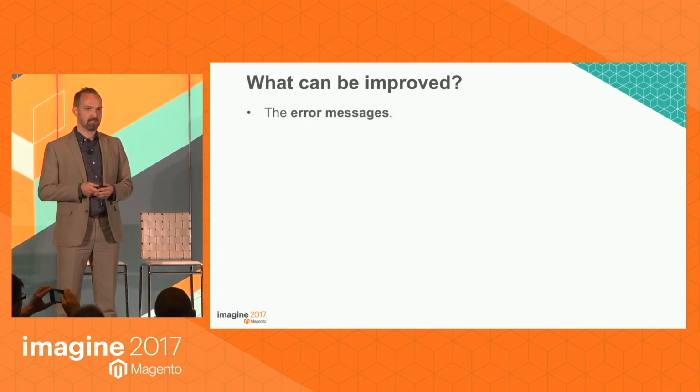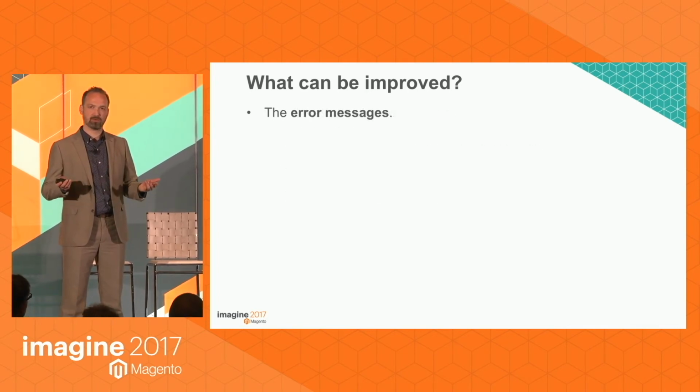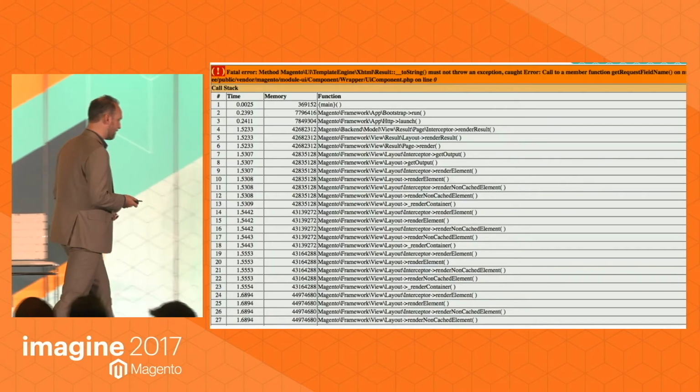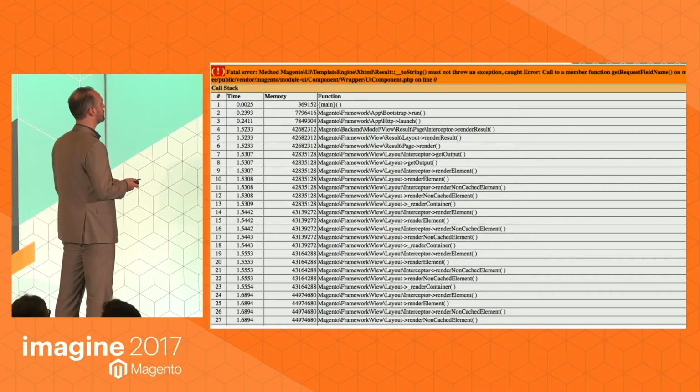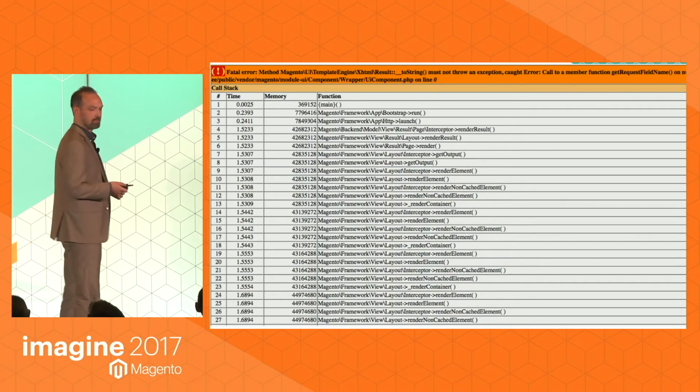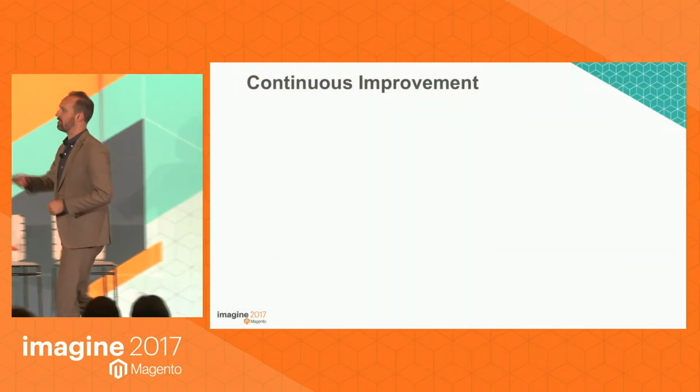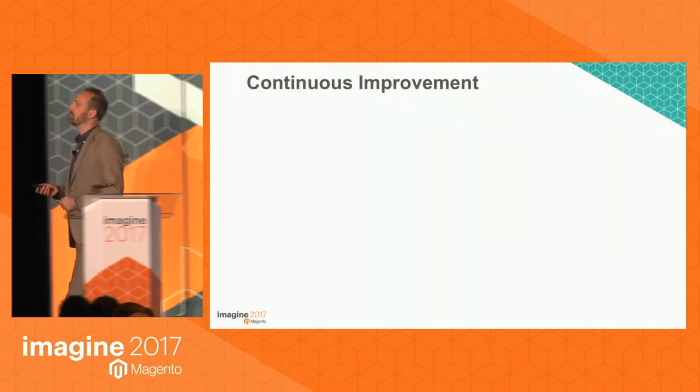And speaking of things that are documented, another thing I think that could be improved is the error messages. I find that, oh no. Let's just go over here. Continuous improvement that we're going to do though, for sure.